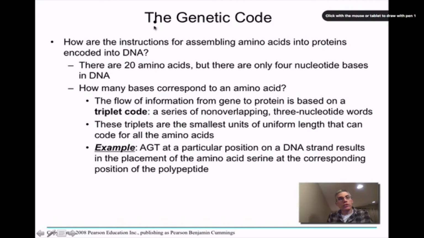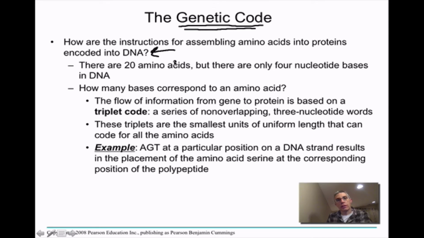So before we actually start talking about transcription and translation, we want to have a really good understanding of the genetic code. What we need to think about is how the instructions for assembling amino acids into proteins are actually encoded within that DNA. There are 20 different amino acids that we find in nature, but there are really only 4 nucleotide bases used to code for those 20 amino acids.